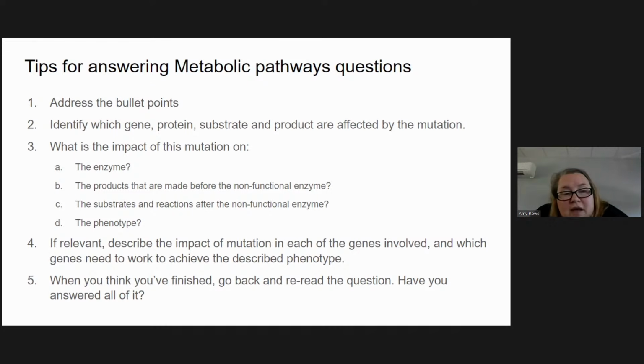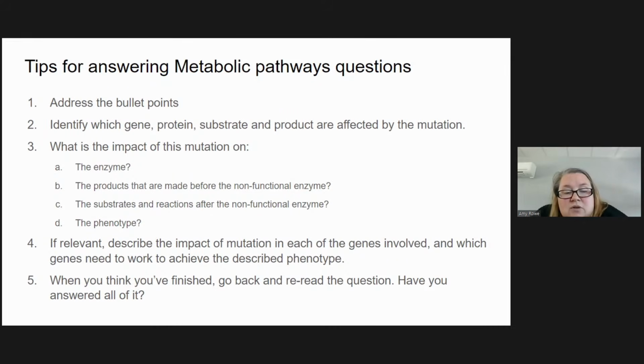You want to think about the impact of that mutation on the enzyme. How would it have affected the enzyme? The products that are made before the non-functional enzyme, or the product that will become the substrate for that enzyme that's not working, what effect will the mutation have on that? Think about the substrates and the reactions that are after the non-functional enzyme. Will they go ahead, or will they be able to proceed or not?